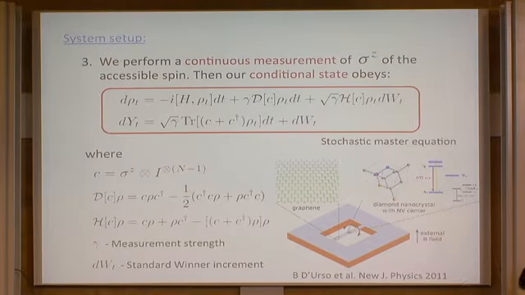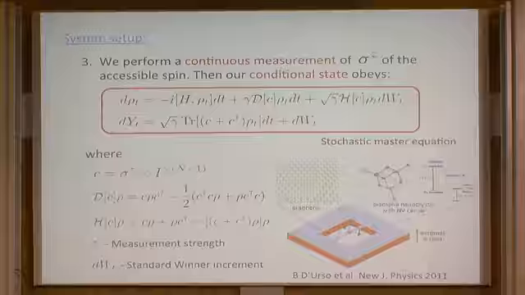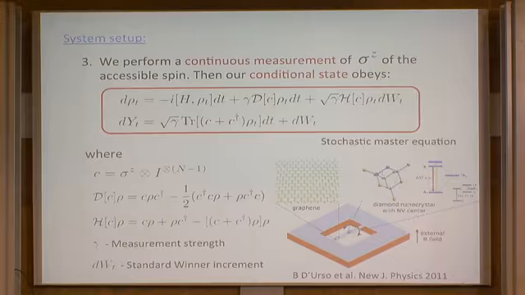The other assumption is that we can perform a continuous measurement of sigma Z of the accessible spin using, for instance, a hybrid structure composed of an NV and a graphene-like oscillator. But anyway, this is the time evolution of our conditional state. This is a stochastic master equation, actually. This law describes our knowledge based on our measurement results. If we get measurement result Y, then we update our state. And by repeating this procedure, we can get more information about the system by processing this equation.